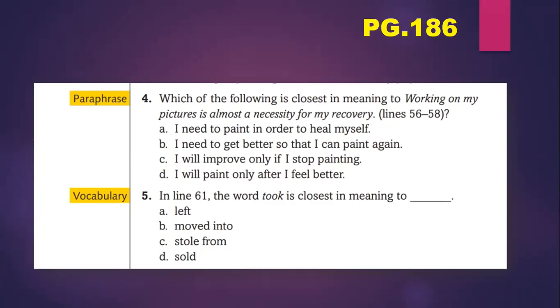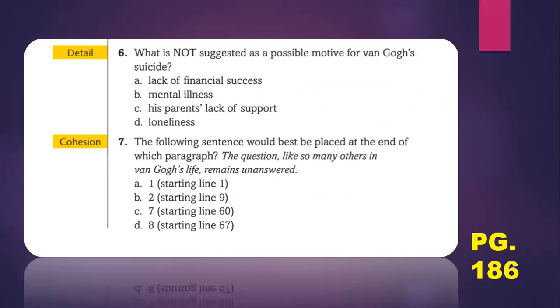Okay, erase this to continue the last two. Be careful. What is not suggested as a possible motive for Van Gogh's suicide? Yes, unfortunately, he killed himself. So, letter A, B, C or D. Lack of financial success, mental illness, or his parents' lack of support. He suffered something like that, right? According to his parents. But what's the best one? I already gave it to you. It's letter C, exactly. His parents' lack of support. They didn't help him. They didn't trust him. Wow, that is sad, very sad, because when your parents don't want to support you, it's very difficult to overcome that, but it's possible.